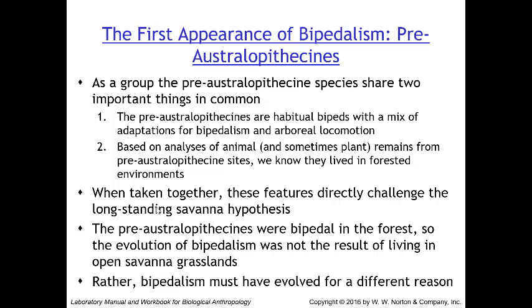So when we take this together, these features directly challenge that long-standing savanna hypothesis. The pre-Australopithecines were bipedal in a forest, so the evolution of bipedalism was not the result of living in an open savanna grassland. Rather, bipedalism must have evolved for a different reason. Right, so like I said, the theories, they're still theories. They haven't been proved yet, and I don't know whether they will ever be proved true or not. I think we need more specimens to analyze in order to really say we have proven something.